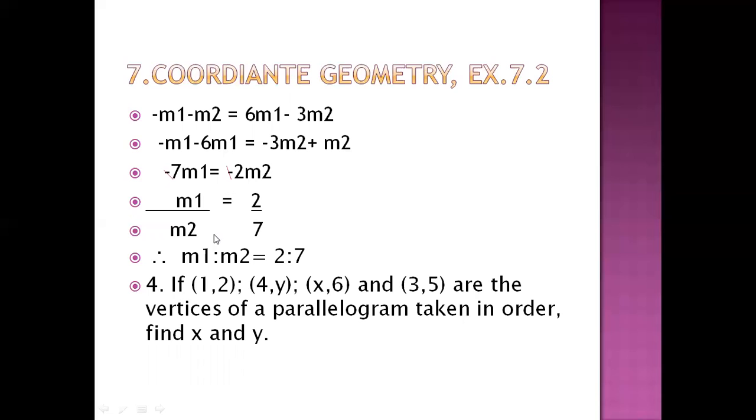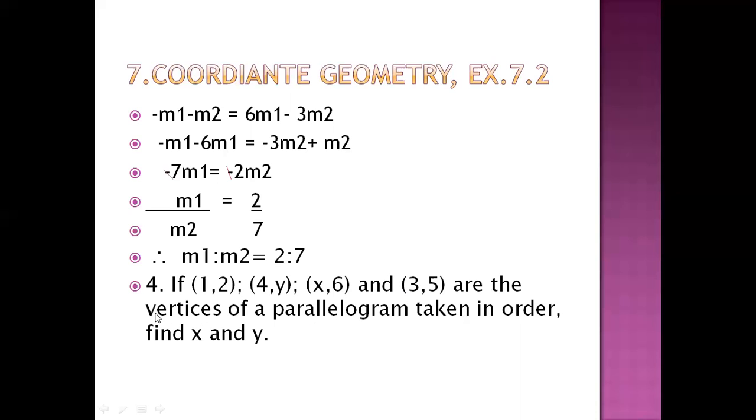Next one. This sum is also very important for 2-mark questions, children. So you must practice the sum very well. And next, the fourth question. This is also very, very important for 2 marks, and sometimes it is given for 4 marks also. If (1, 2), (4, y), (x, 6) and (3, 5) are the vertices of a parallelogram taken in order, find x and y.